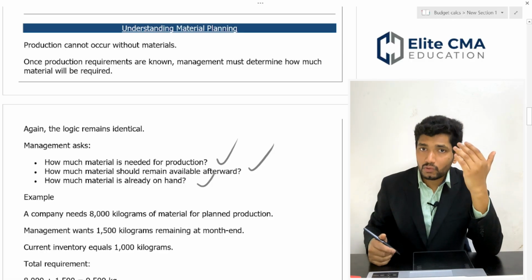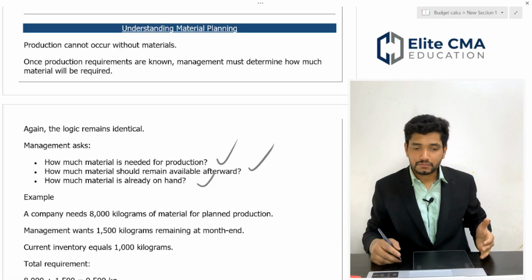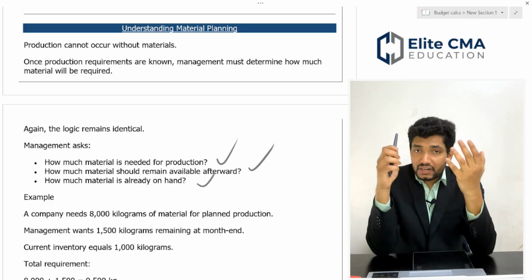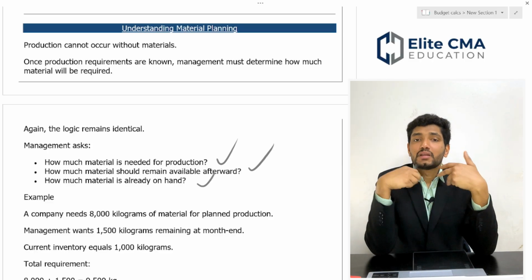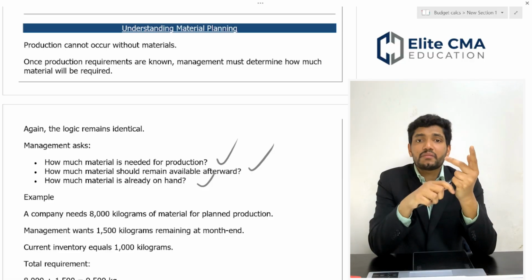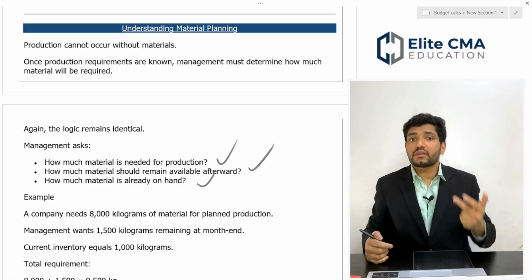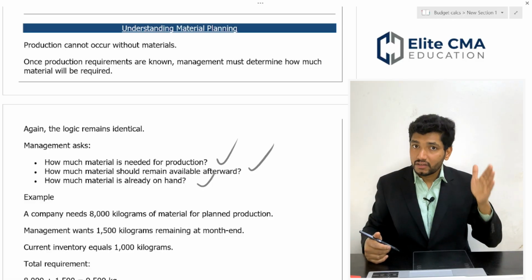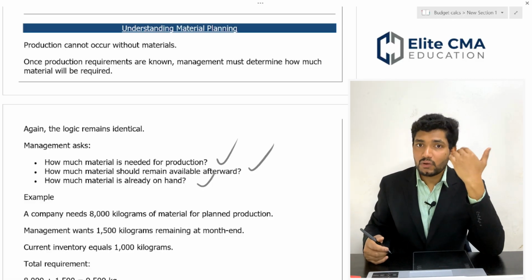Again, when it comes to raw material planning, you have to consider your production requirement plus the ending inventory requirement, and from the total quantity you can subtract your inventory on hand, or the opening inventory.